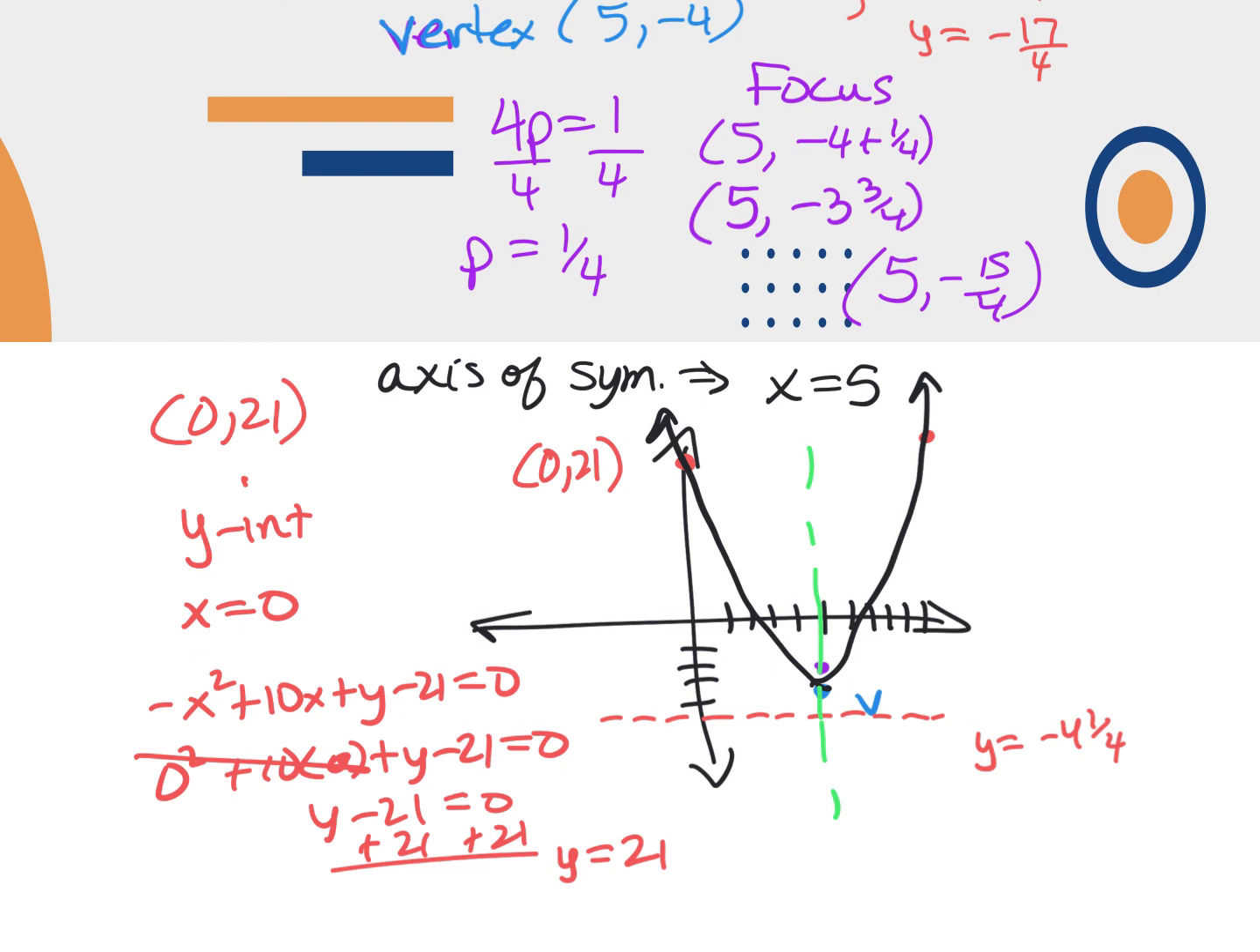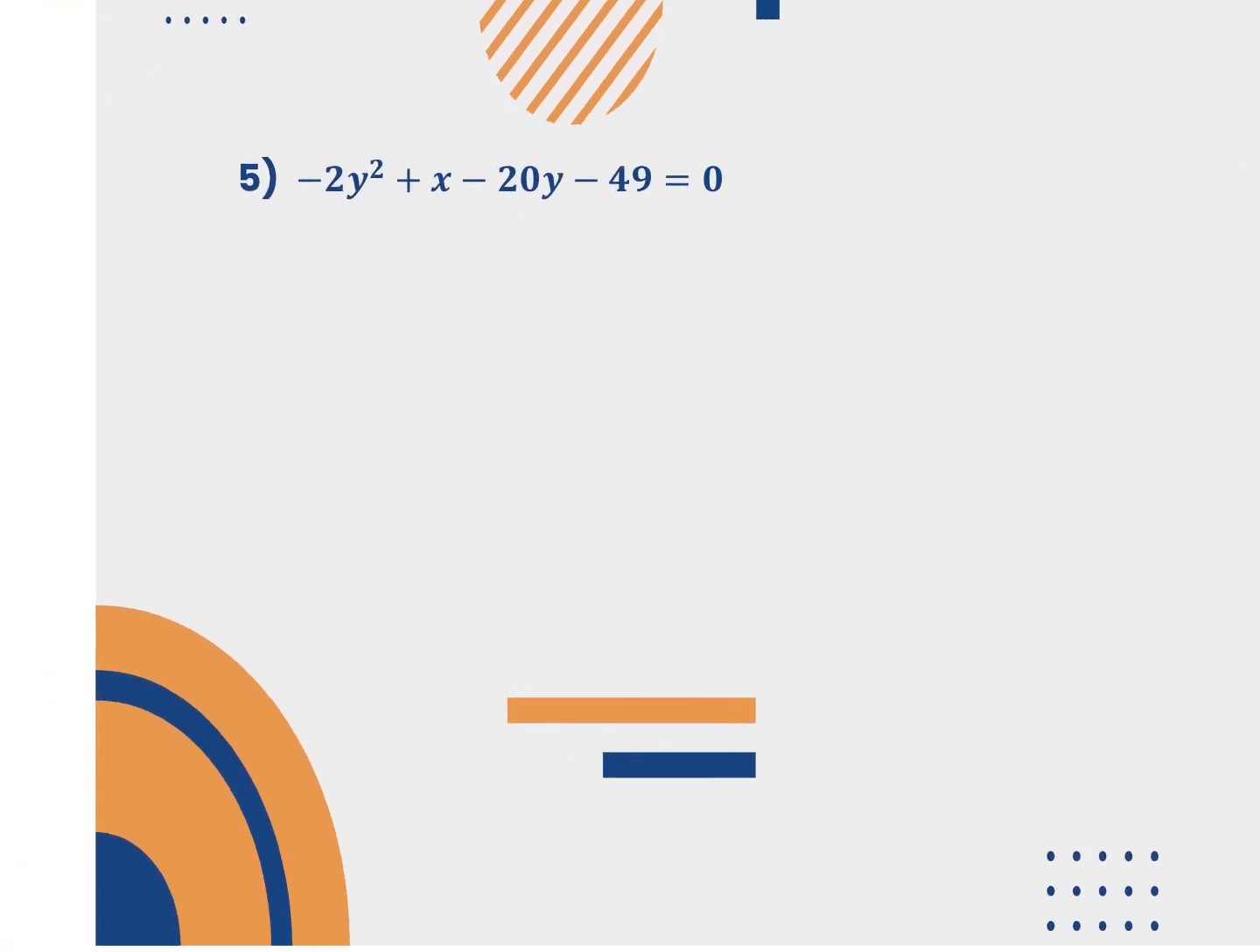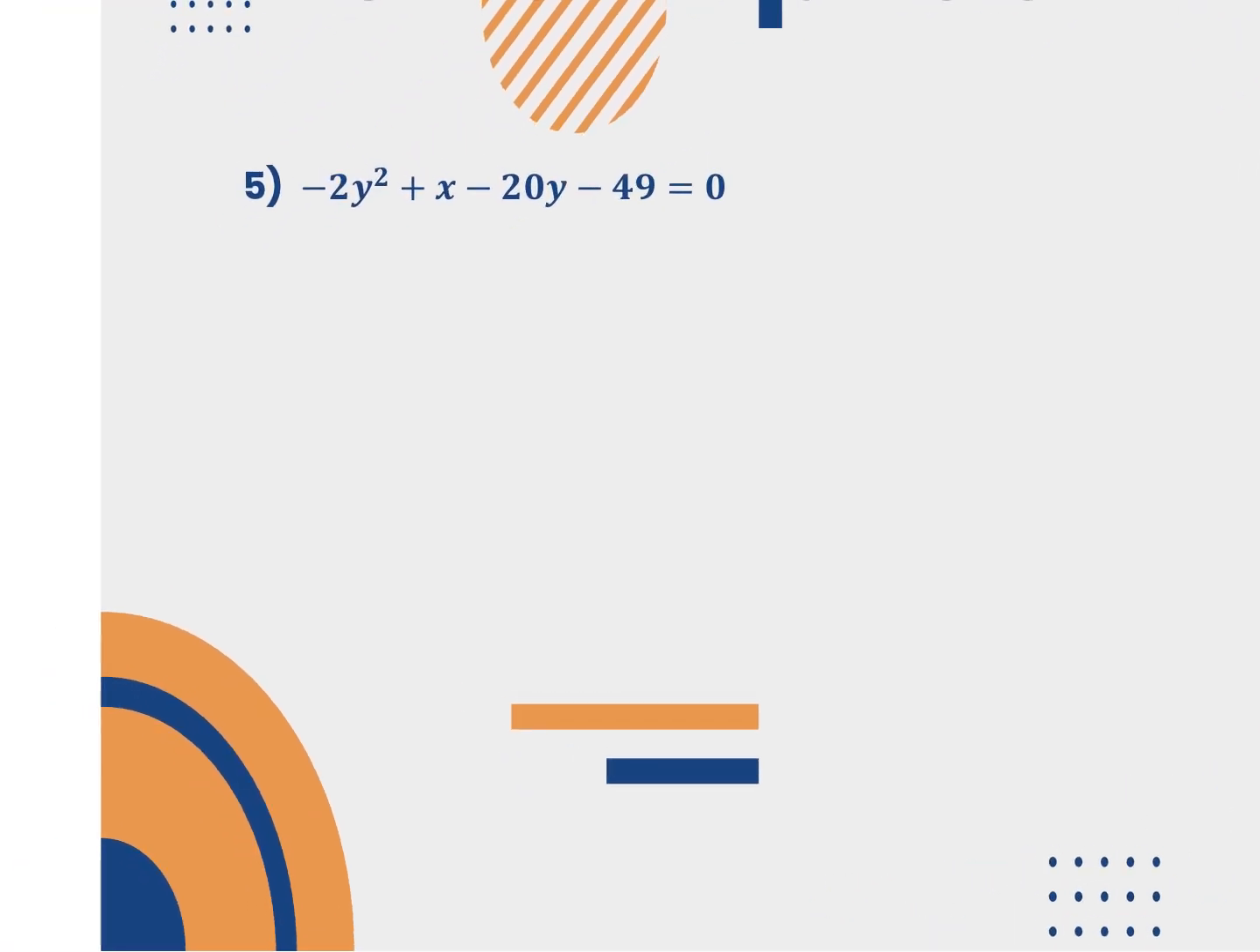I can do another parabola for you. That would be example 5. And I'll go ahead and do number 5. Again, I only have one squared variable. So what I'm going to keep on the left side is the variable that's squared, and then the other variable that is the same letter. Then I'm going to move the x and the 49 to the other side.